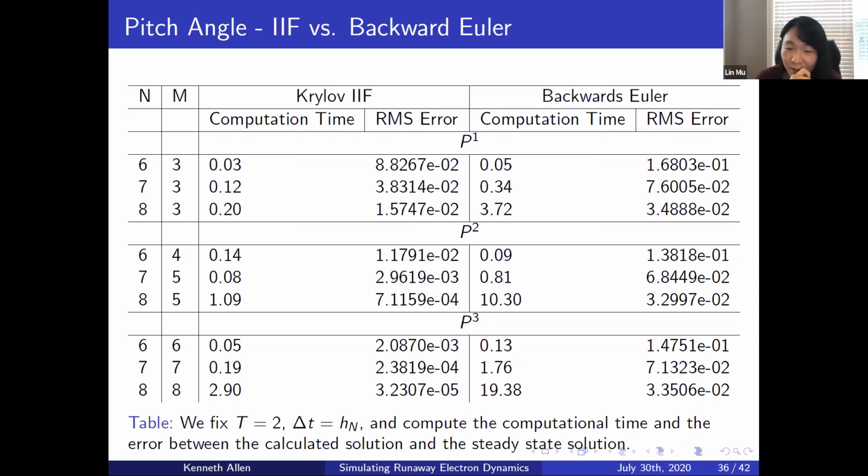Okay, so I have another question. Now you separately solve the curl IIF for the pitch angle and the momentum variable. Then for combining these two variables, what will be the difficulties?